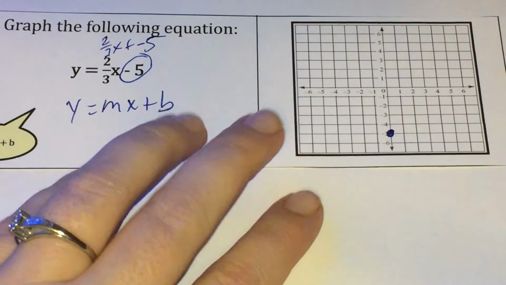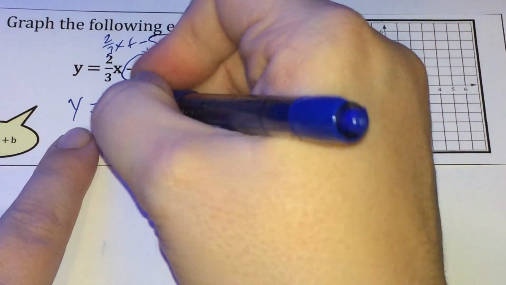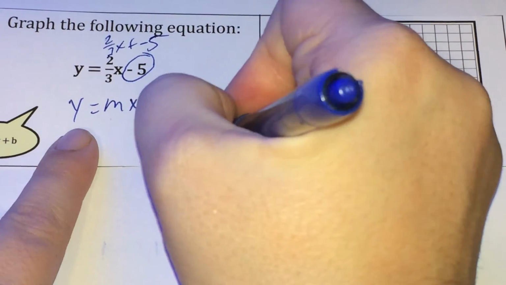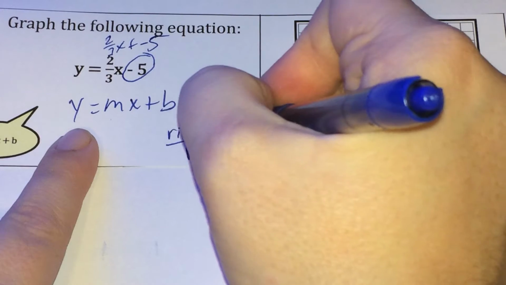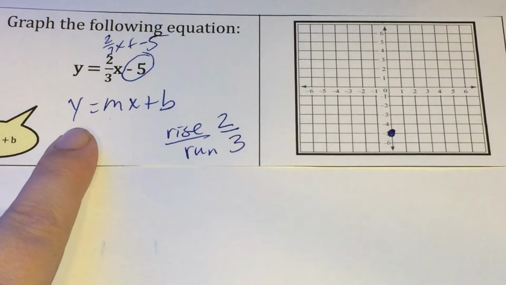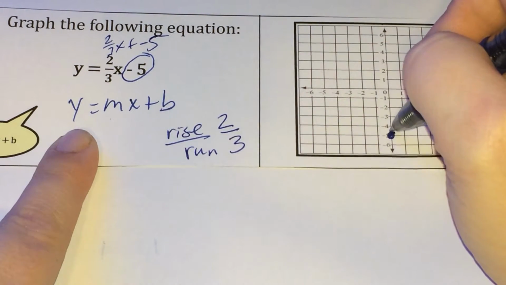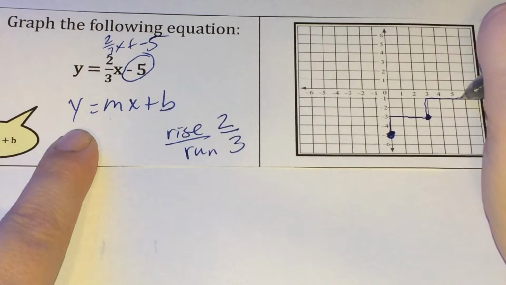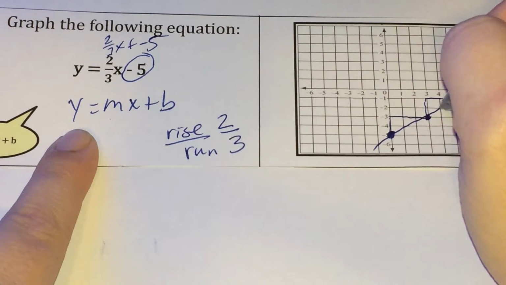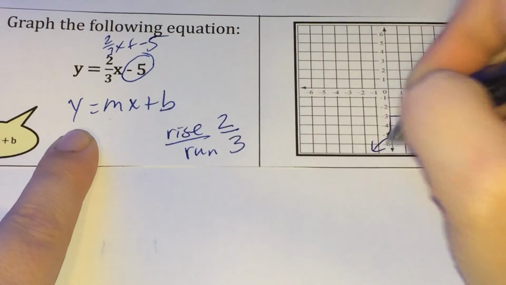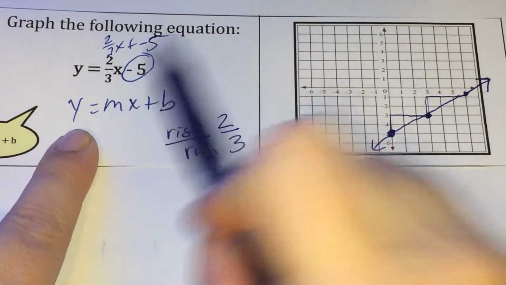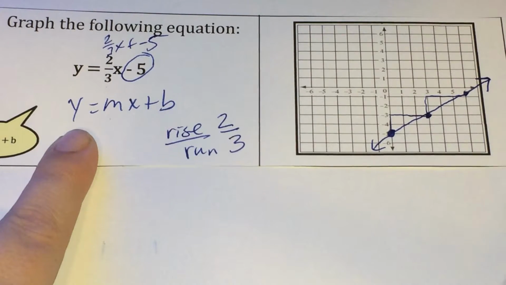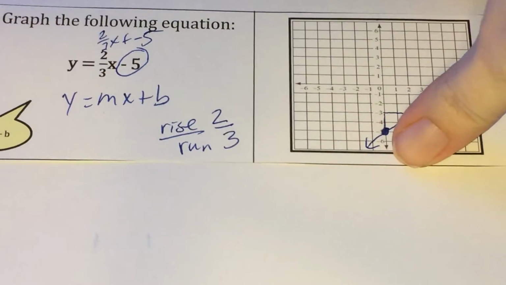There it is. And then we need to do our rise over run. M is rise over run. And here our slope is 2/3. So we're going to rise 2, run 3. Here we go. Rise 2, run 3, dot. Rise 2, run 3, dot. And then we connect those dots. And this is a positive 2/3. So as we go to the right, we're going uphill. Super easy.